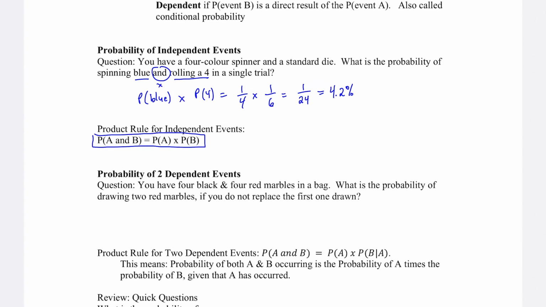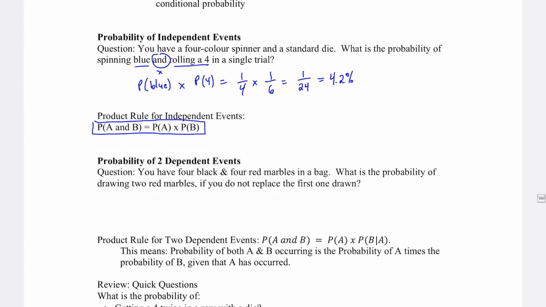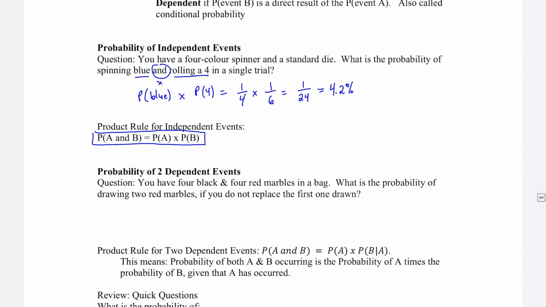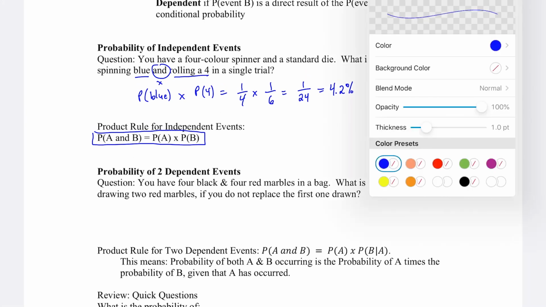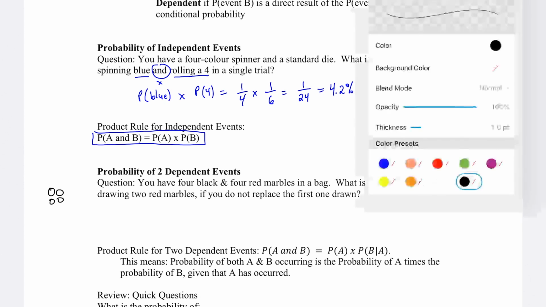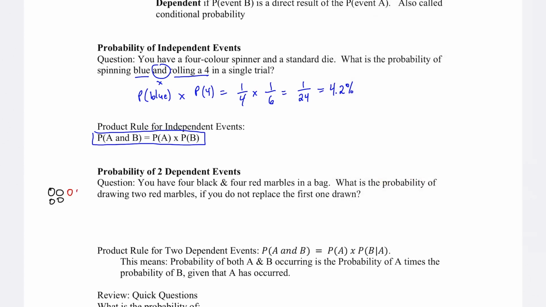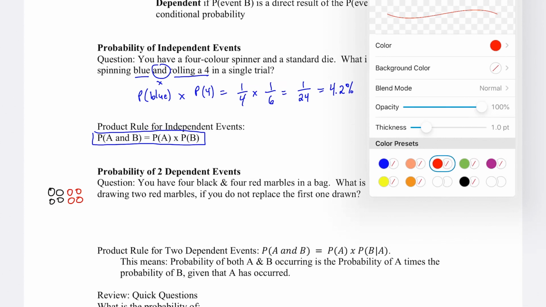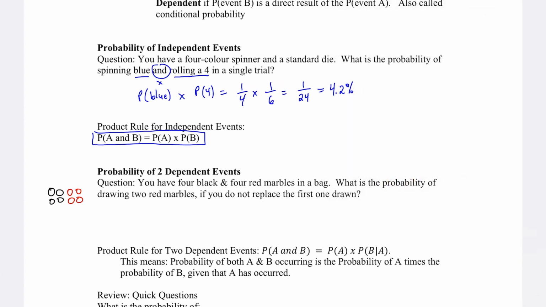Now what about the probability of 2 dependent events? So question: you have 4 black and 4 red marbles in a bag. What is the probability of drawing 2 red marbles if you do not replace the first one? Let's get an image here. So you have 4 black marbles in a bag, and you have 4 red marbles in that same bag. What is the probability of drawing 2 red marbles if you do not replace the first one?